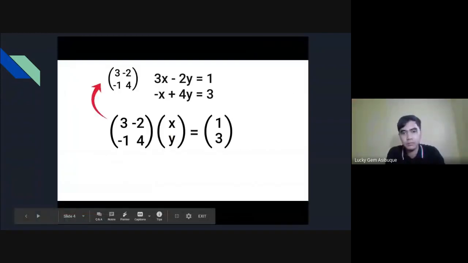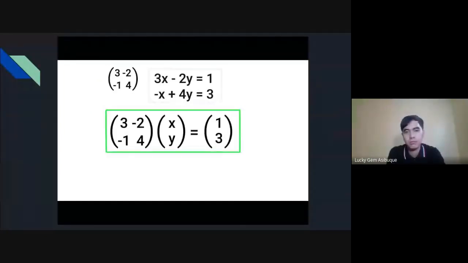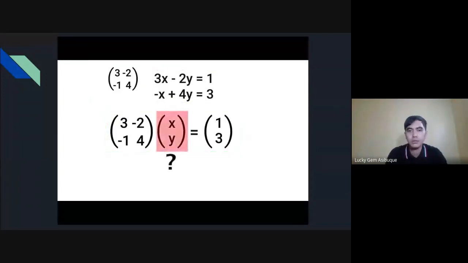Notice I'm using the same matrix as the one from the last slide, by the way. Using the rules of matrix multiplication, you can see that this and this are the exact same. So really what this is asking is which input vector does this matrix map to 1, 3?